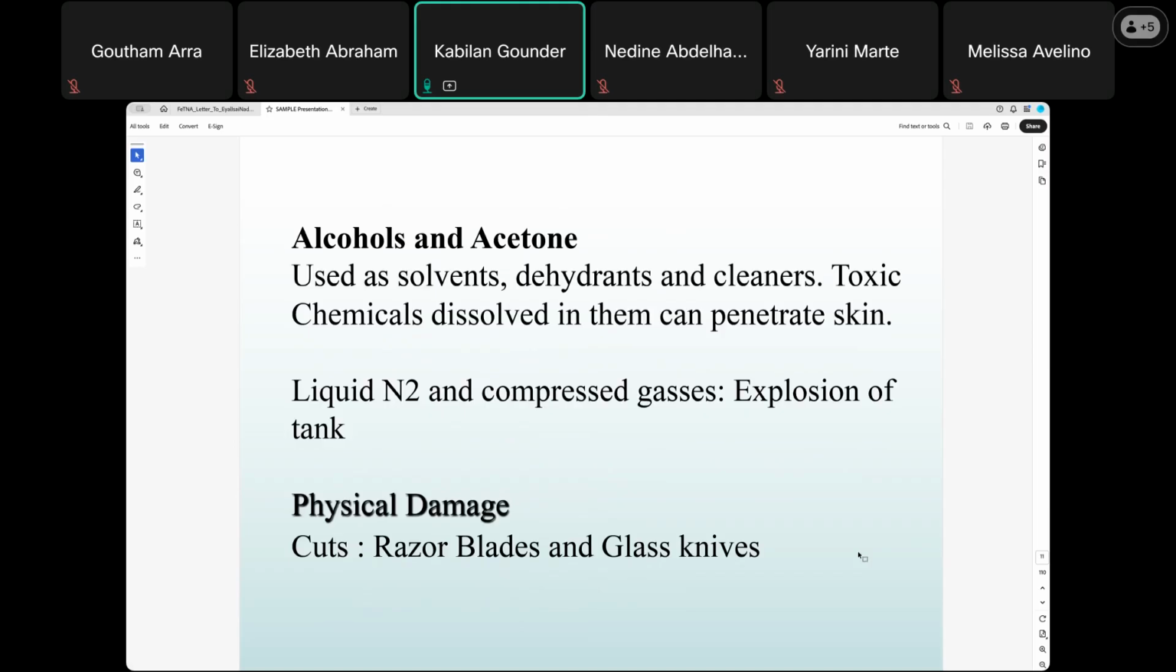So alcohols, we use as solvents for dehydration and cleaning purposes. We always mix the powders and salts that do not dissolve in water with them. Liquid nitrogen is one of the dangerous chemicals. It is a gas, and at minus 180 degrees centigrade, we will discuss what the purpose of liquid nitrogen in microscopy is and how we can handle it.